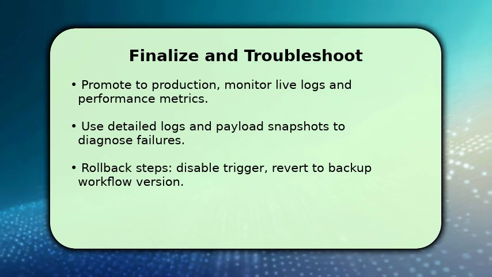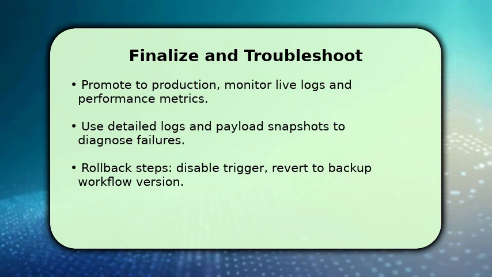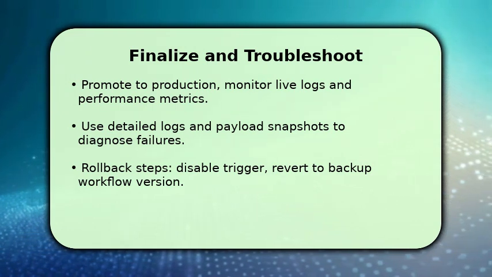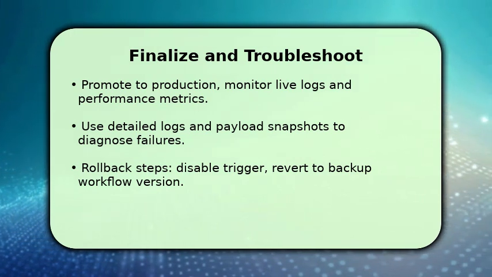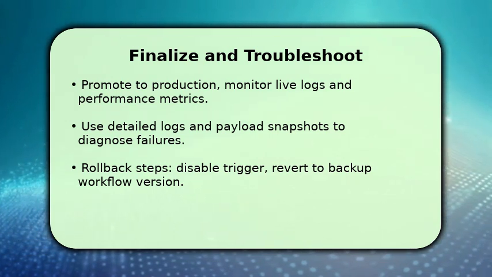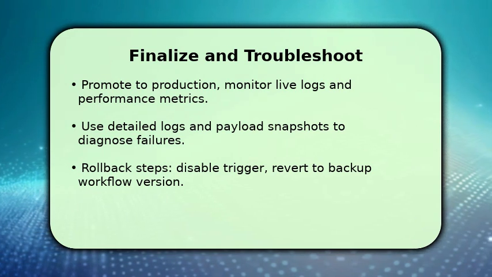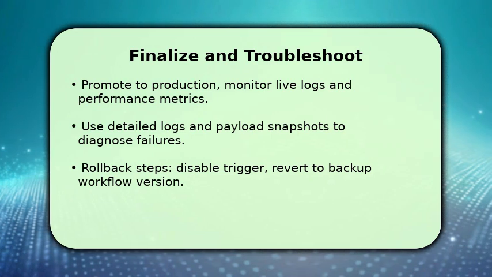If something fails, inspect the detailed logs and payload snapshots to pinpoint where inputs or steps diverged. Make iterative changes and rerun in Sandbox. If critical issues persist, disable the trigger immediately, revert to your saved workflow version, and notify stakeholders. One key tip: if runs silently fail, check permission scopes and webhook signing secrets first.